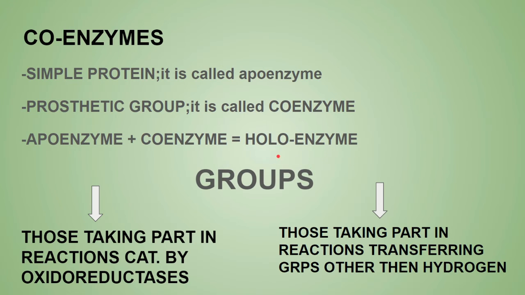Now this coenzyme is further divided into two groups. First of all, those that take part in reactions catalyzed by the oxidoreductases by donating or accepting hydrogen.